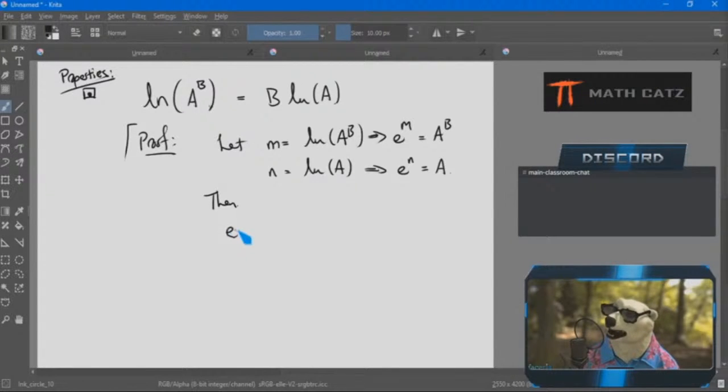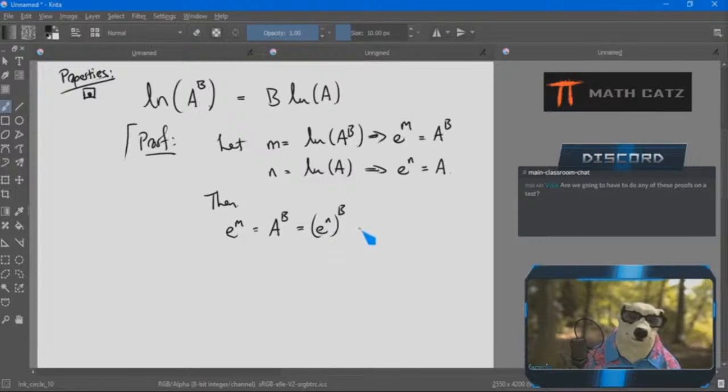I have e to the m is equal to a to the b, but a itself is e to the n. So it's e to the n to the b. I literally just said you don't have to know the proofs. So no, not in the test. It's simply because they're so weird, people don't understand how they can exist. And at least seeing the proof once makes me personally feel better that, okay, someone thought this through. I just have to use it now.